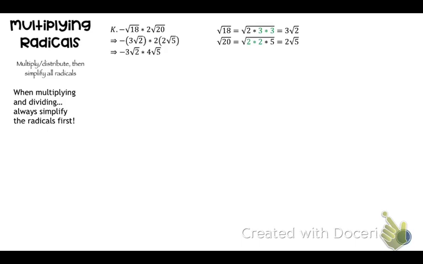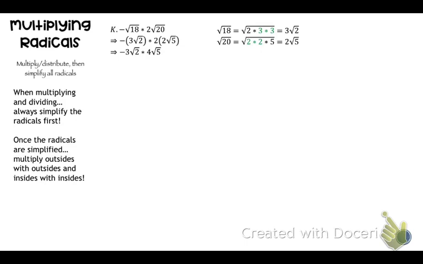So that's going to be negative 3 square roots of 2 times 4 square roots of 5. Then once the radicals are simplified, you multiply outsides with outsides, insides with insides. So negative 3 times 4 is negative 12, and 2 times 5 is 10. So that's negative 12 square roots of 10. The last thing you would do is check and see if the radical simplifies. 10 doesn't simplify, so we just leave it.